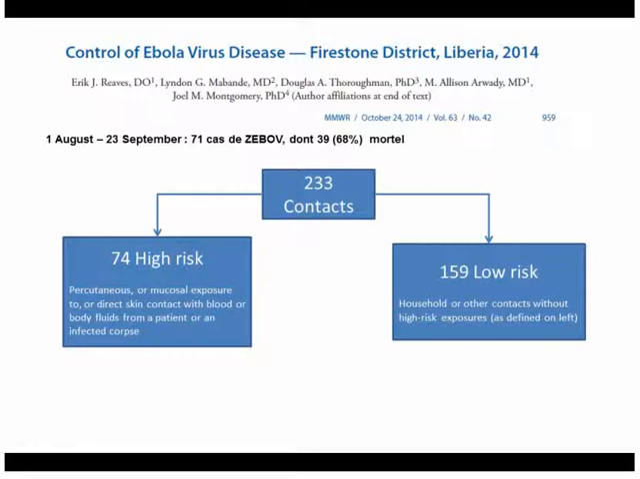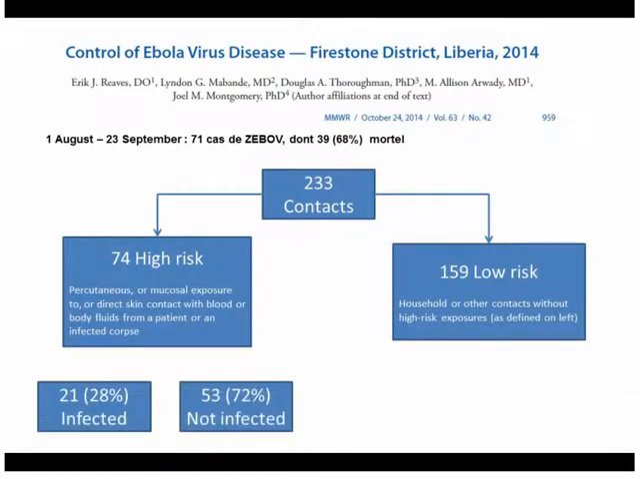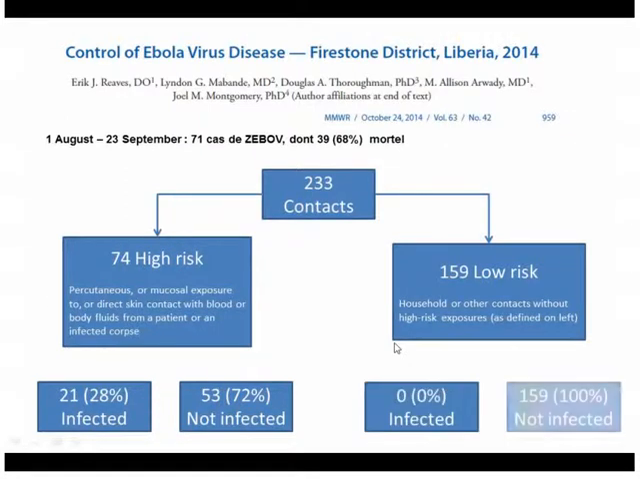So who developed an infection? In the high-risk group, 21 people were infected and 53 people were not infected. So that's a 1 in 3 chance of becoming infected. In the low-risk group, nobody got infected. So really, these low-risk contacts with somebody who is asymptomatic or beginning to develop symptoms are not very dangerous. So this virus is not hugely contagious.